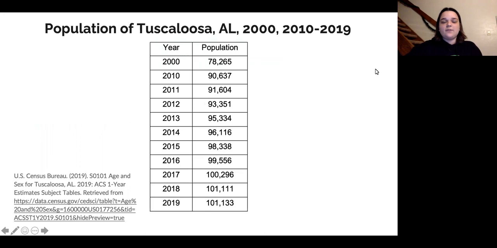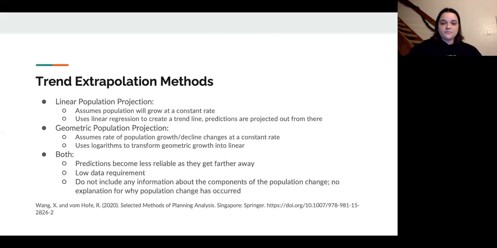So here we have population data from the city of Tuscaloosa, Alabama, and this is from the US Census Bureau 1-year ACS estimates, as well as the 2000 decennial census. So we do not have population data from the year 2001 to 2009 because the US Census Bureau didn't do those American Community Surveys every year until the year 2010. So that is the data that we're starting with.